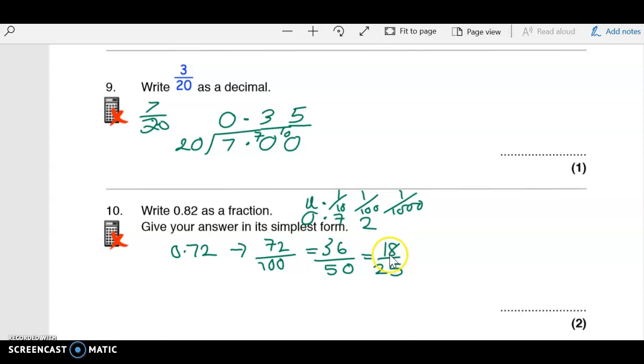So if up to 9 doesn't go in, then you know you're there. Okay? Alright, so 72 over 100 cancels down to 18 over 25.